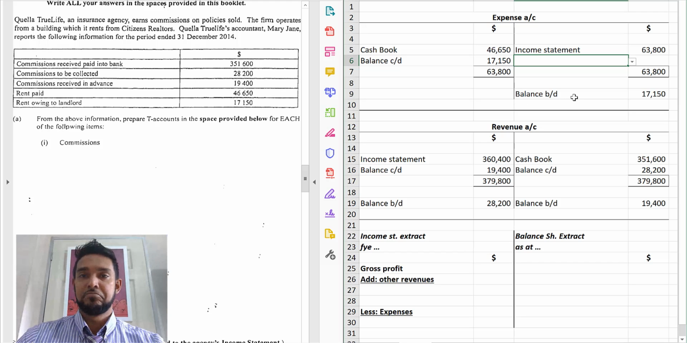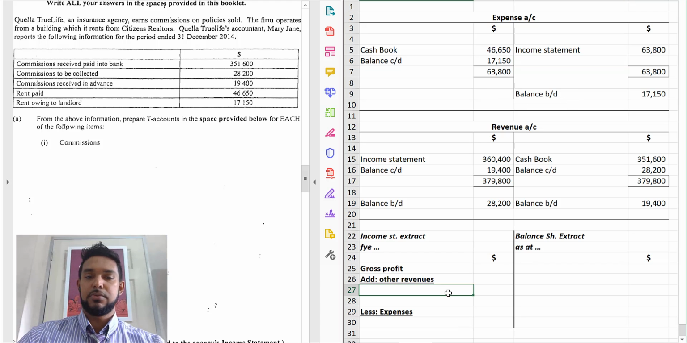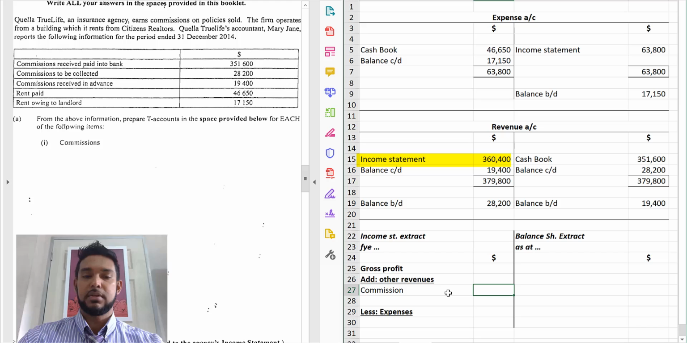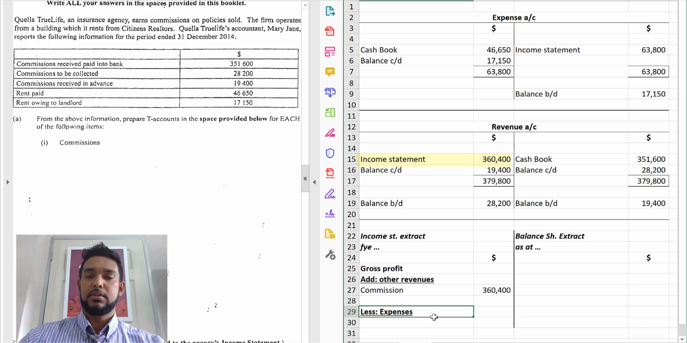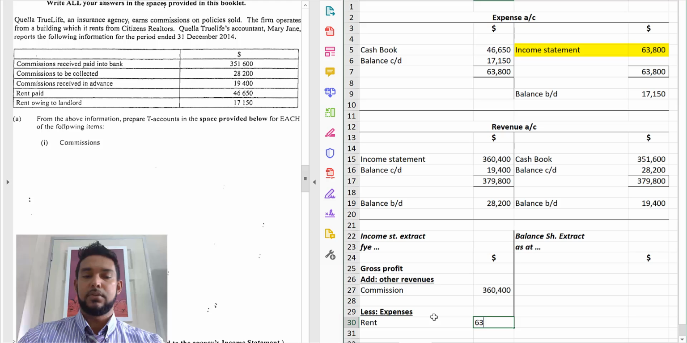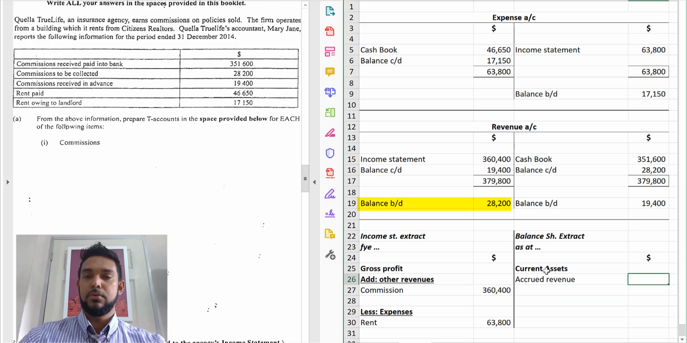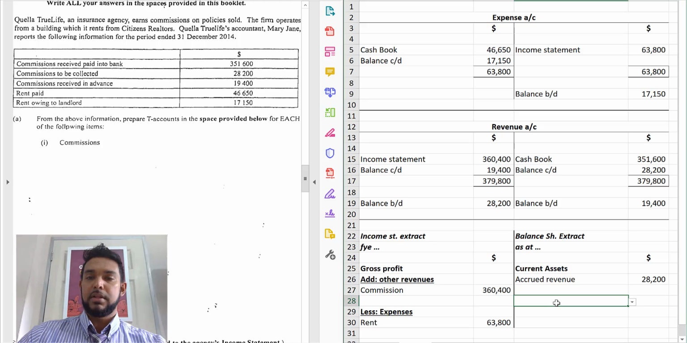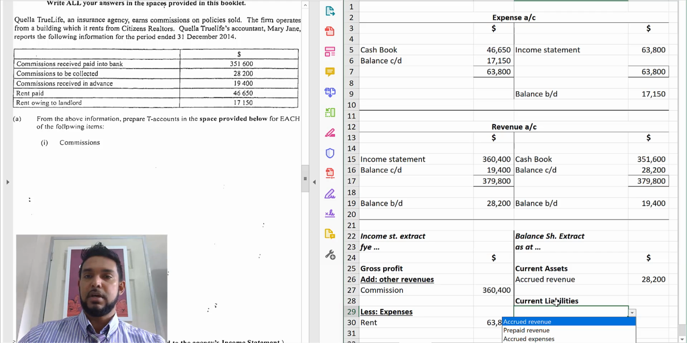Okay, there you go. All right, so add other revenues. We have commissions. Commission revenue, how much is that? 360,400. And rent, that was 63,800. Balance sheet. Okay, so we have a couple items here. I only cater for one at a time. All right, let's see what happens. So we have accrued revenue, 28,200. Those are the commissions to be collected. And then in the current liability section, first thing we have is, let's do prepaid expenses first. Sorry, accrued expenses.